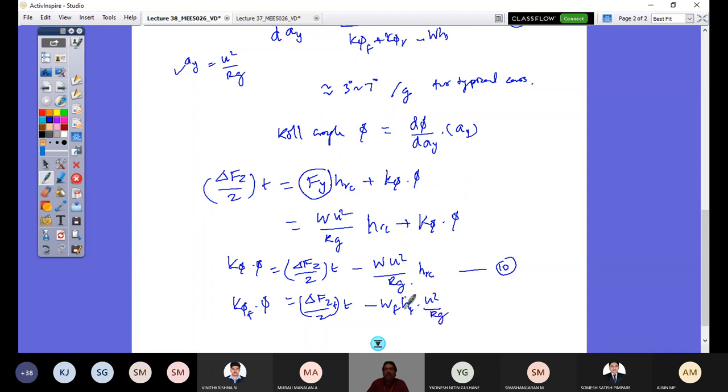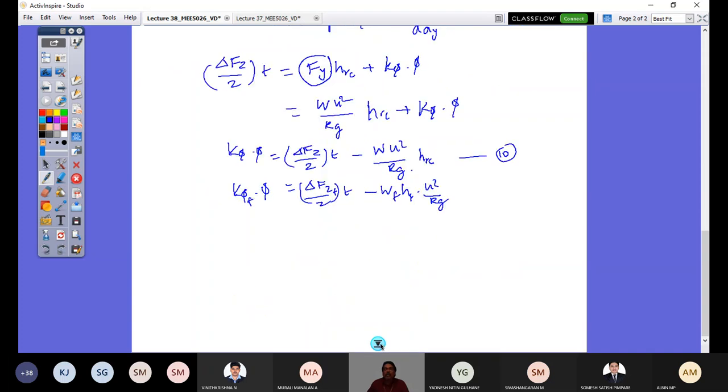In a similar way, I can write what would be the roll moment distribution in the rear axle. That would be K phi R into phi. That would be delta Fz R by 2 into T minus W R into H R into U squared by R G. So these two equations, right? Let's call it equation number 11.